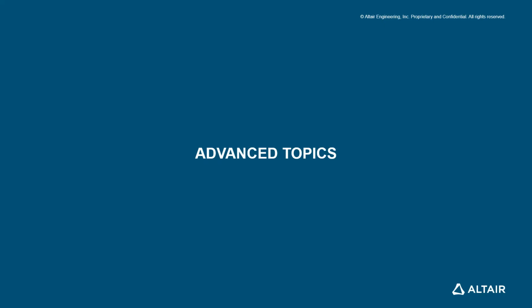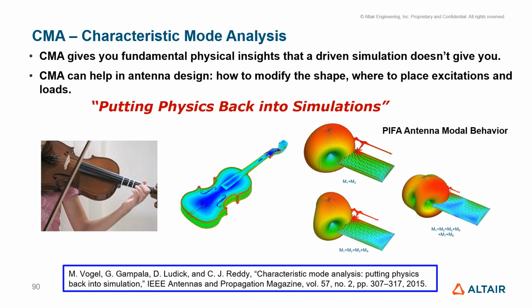Before we conclude our talk, let's look at a couple of advanced topics. One of the advanced topics that is very popular nowadays for antenna analysis is characteristic mode analysis. It gives you the fundamental physical insights that driven simulation does not give you. That means instead of blindly doing the simulation with excitation for any structure, can we find the modes of that structure? It gives you that insight even without an excitation.